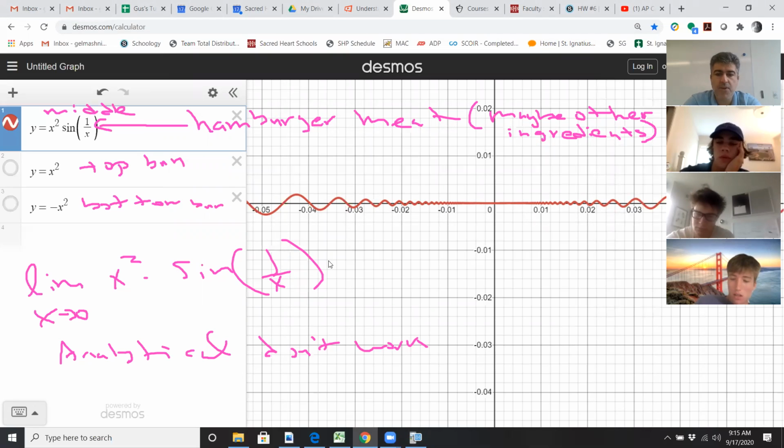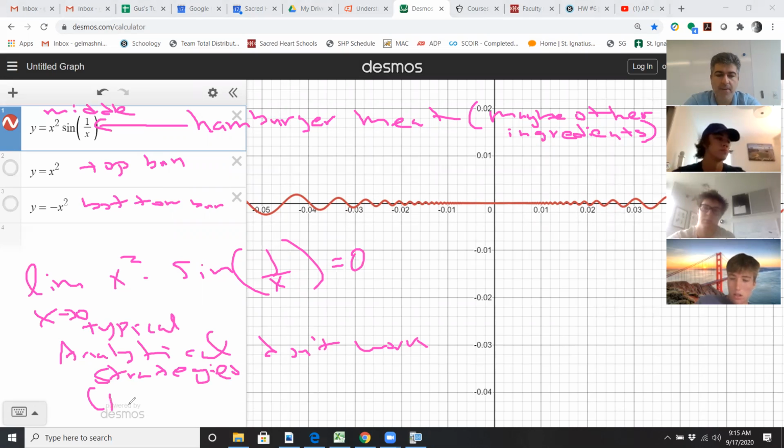But is there an analytical way I can still figure this out without doing it graphically or numerically? Actually, let me take this back. Typical analytical strategies, because what we are going to do ultimately is going to be analytical with the squeeze theorem. But typical analytical strategies like factoring or other stuff may not work.